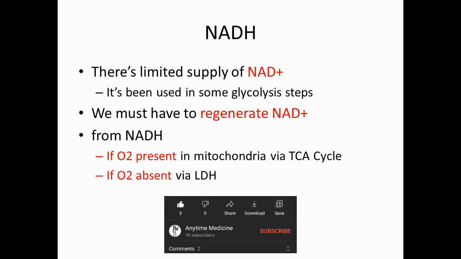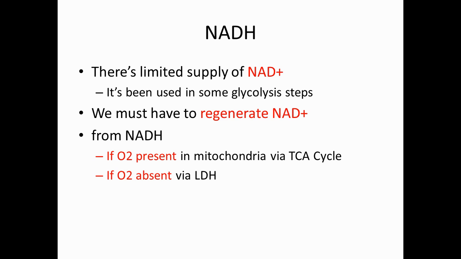There is a limited supply of NAD+ because it is used in the glycolysis steps that we have seen in my previous video of glycolysis. That's why we must constantly regenerate NAD+. We will produce NAD+ from NADH. If there is O2 present in cells, it will go to the mitochondria for the TCA cycle in order to create NAD+. And if O2 is absent, it will go to the LDH, which is the lactate dehydrogenase process, that we are going to see next.